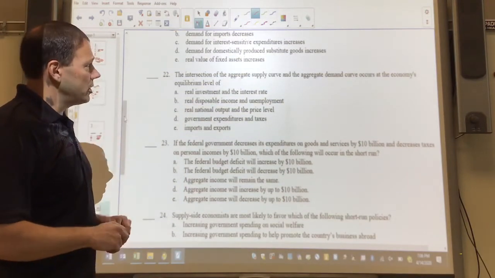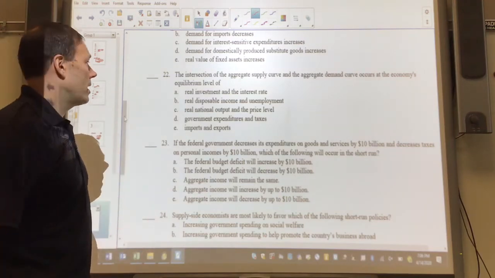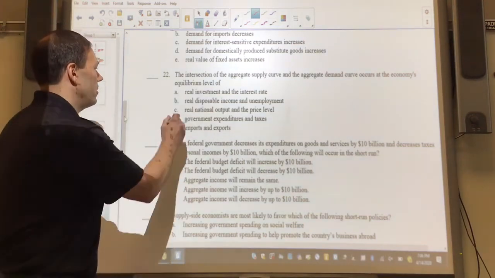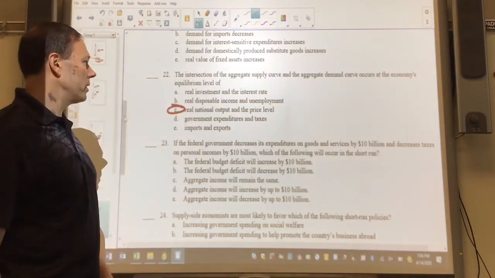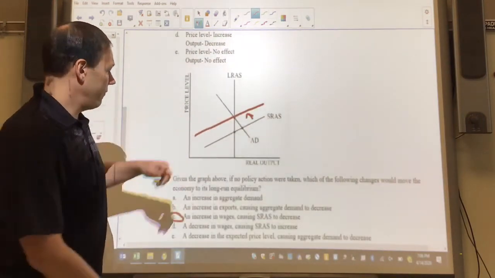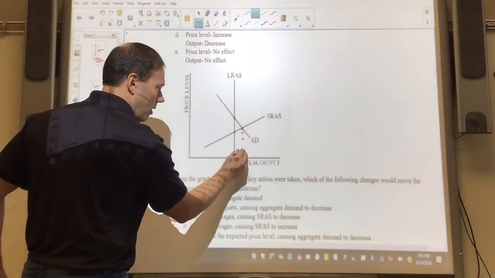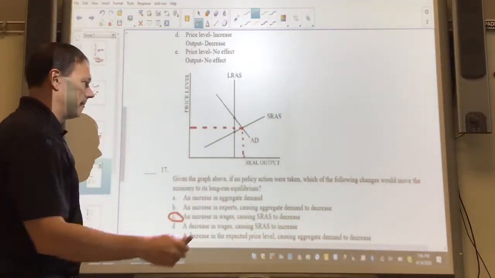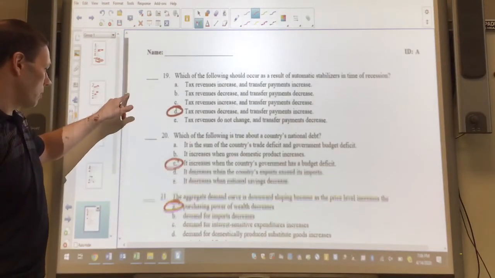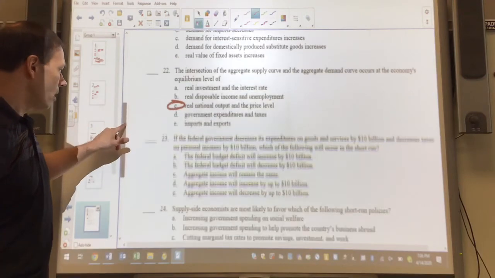Number 22, the intersection of the aggregate supply curve and aggregate demand curve. So in other words, SRAS and AD. What do we find out about that? We find out what our output and price level are, just like we saw a moment ago in this graph, okay, the SRAS and the AD. What does that tell us? That tells us where our output and price level are at, okay? So number 22 is C. Almost there.